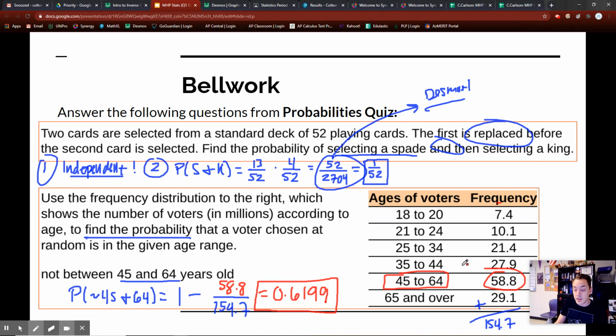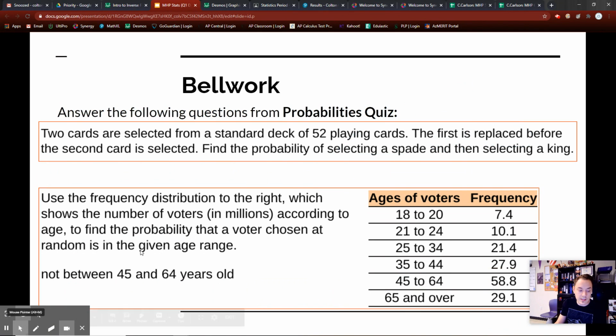Okay, which also means about 38% of my voters are between 45 to 64. So this is roughly around 38% because that's the complement. And then everything else is roughly 62%. Okay, so those are the two questions I want to go through, bell work. I don't want to take up any more time on that, so let's erase and get started on the actual notes.